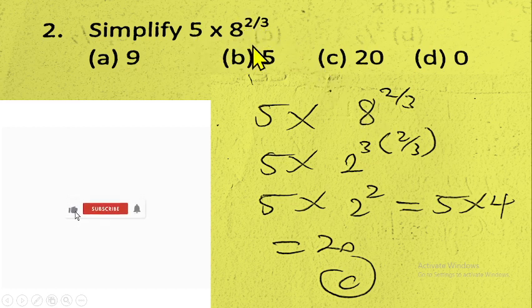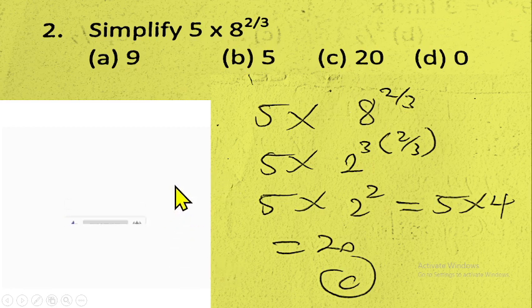But if you don't understand what I've done there, you can just follow these steps here. You can convert this 8 to an index form. That will give us 2 raised to power 3. Then it will multiply this power as well. So 3 can cancel 3 here, that means you'll be having 2 raised to power 2 left, which is 4. 4 times 5 gives us 20. So option C is the correct option for question number 2.